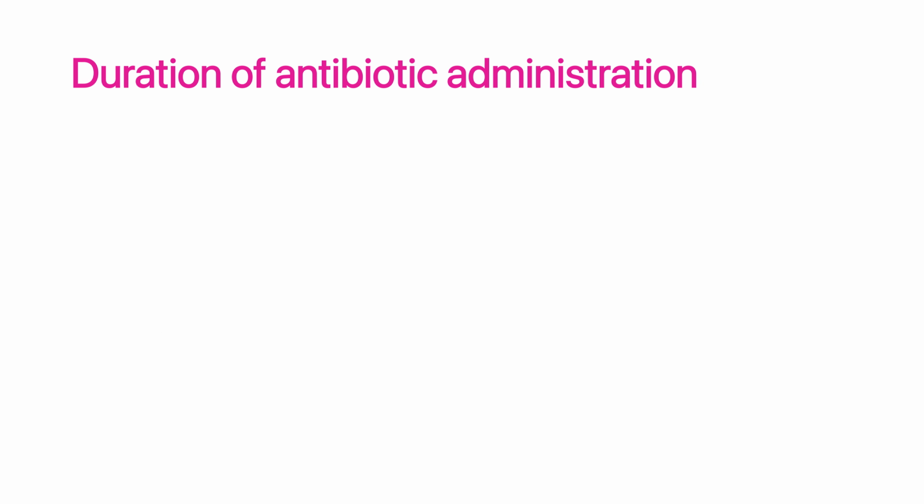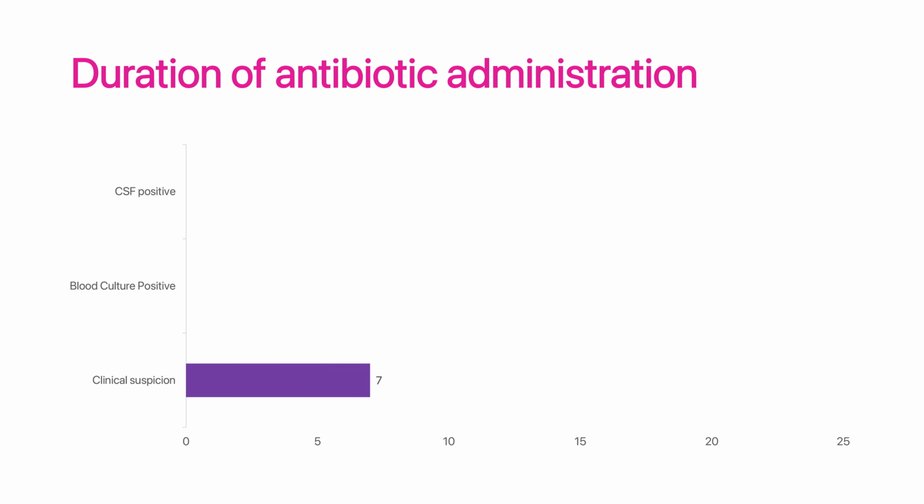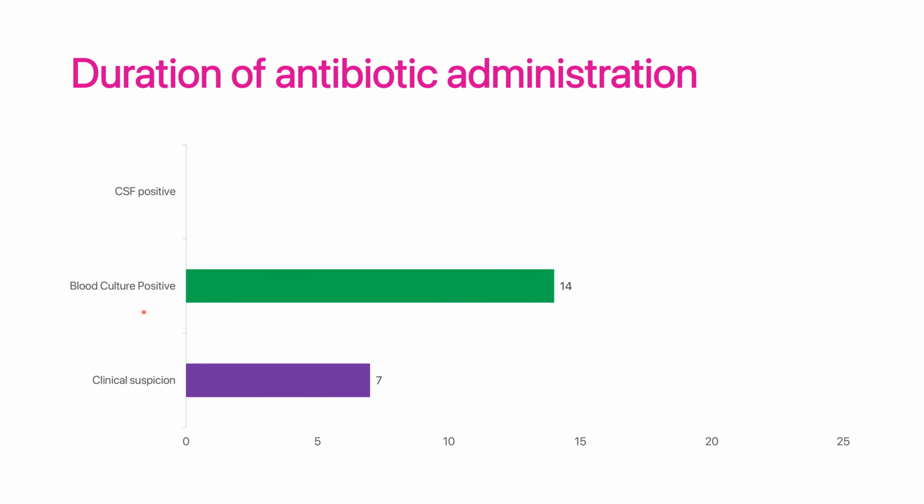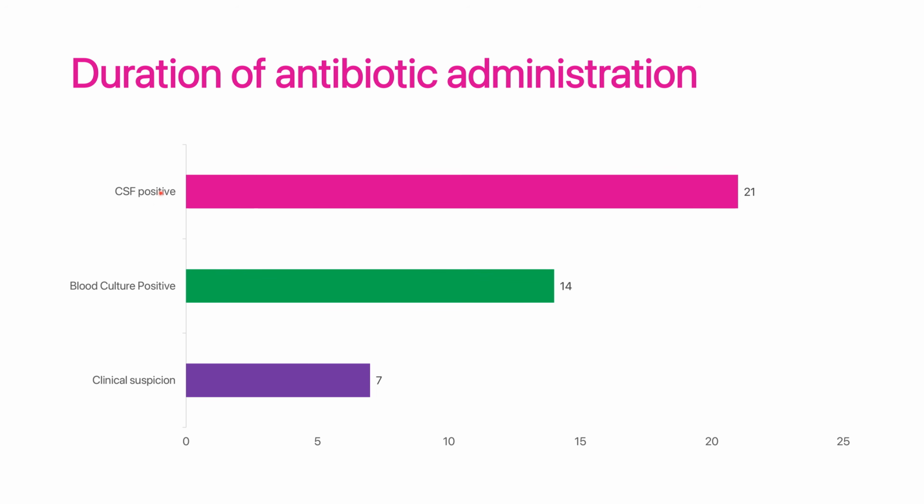So you can use a similar unit specific protocol, or you can prepare a unit specific protocol by reviewing your antibiotic sensitivity reports of the last 6 to 12 months. So what is the duration of antibiotic administration? In cases where only clinical suspicion is there, or risk factors and sepsis screen are positive, then you can use the antibiotic for 7 days. But if the blood culture is positive and isolating some organism, you have to at least administer the antibiotic for 14 days. But if the CSF is also positive, that means there is meningitis, you have to at least administer the antibiotic for 21 days.